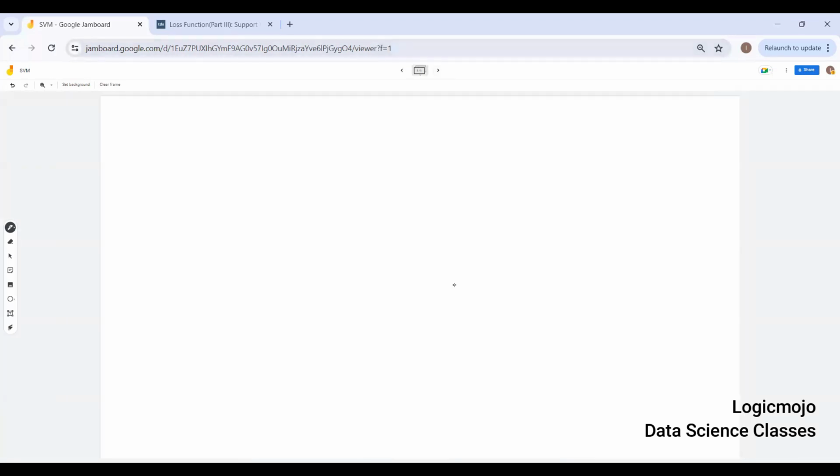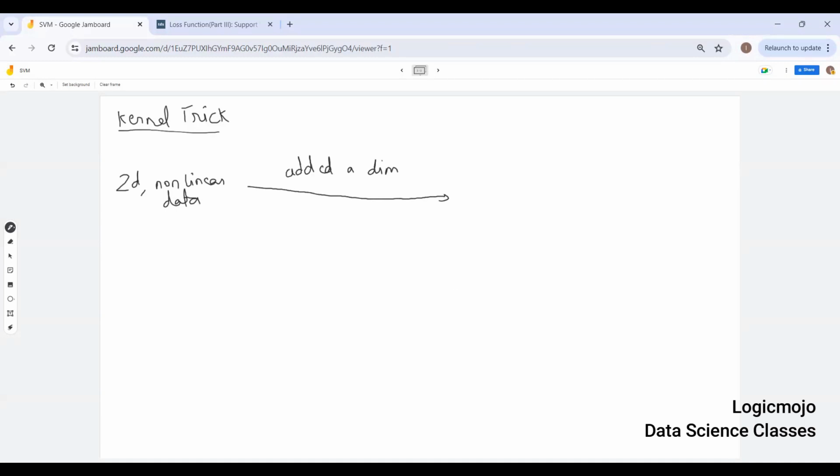Now the maths behind support vector machine is complicated, so I won't be getting into that very much. I'll just tell you the gist of it. The loss function I'll go through nicely, but the actual thing the main thing that it's famous for is known as kernel trick. Currently what you did was you had two-dimensional non-linear data. You added a dimension, so your data became three-dimensional linear data.